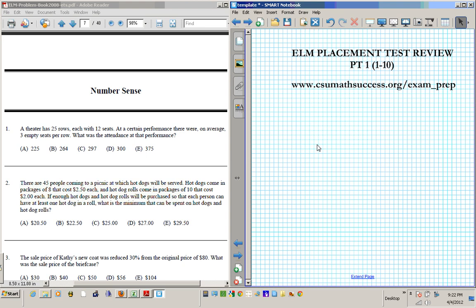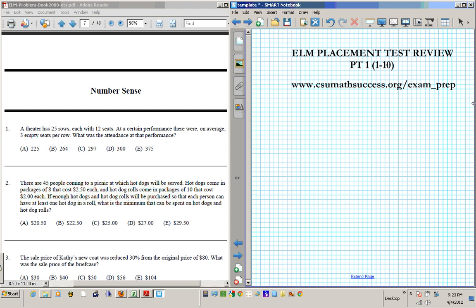Alright, so let's start with question number 1. It says that the theater has 25 rows, each with 12 seats. At a certain performance, there were, on average, 3 empty seats per row. What was the attendance at that performance?